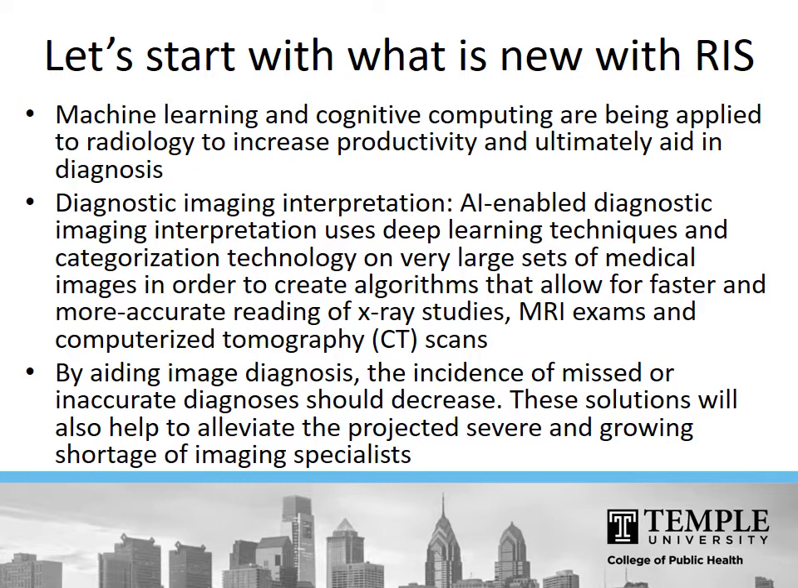And when it comes to these deep learning techniques and categorization technology, these are things that are covered in the HIM 5129 analytics course. Many of the tools such as decision trees are used in AI, machine learning, and deep learning techniques.